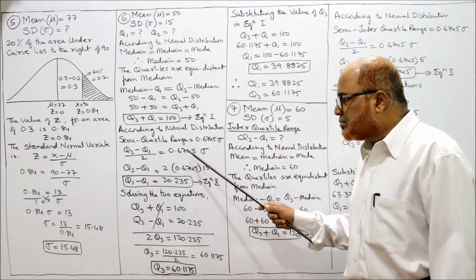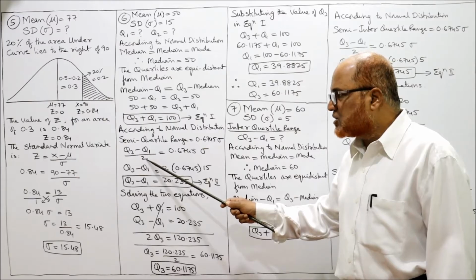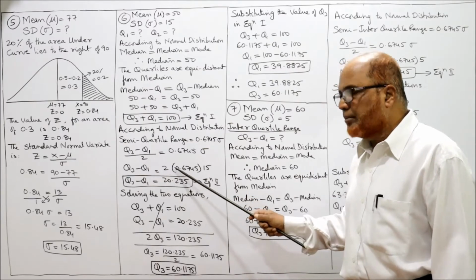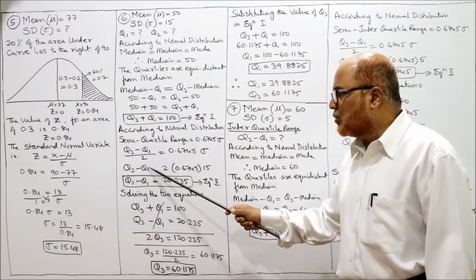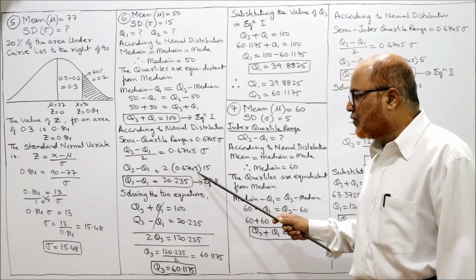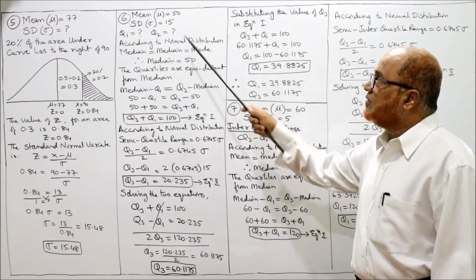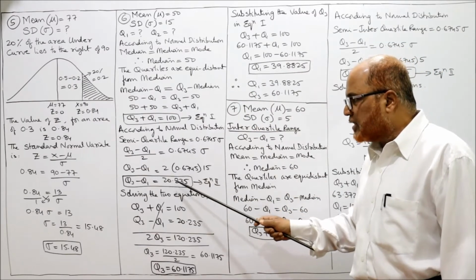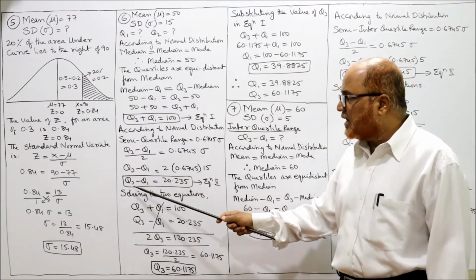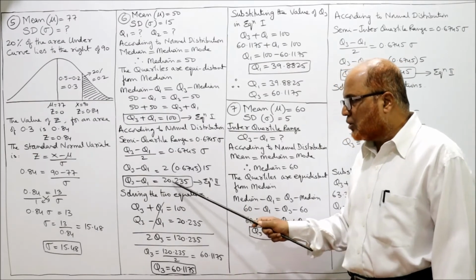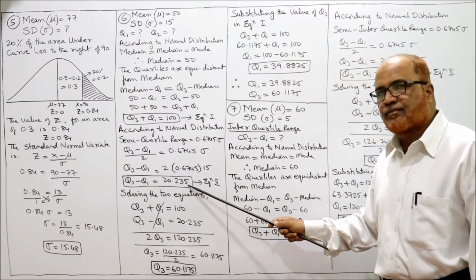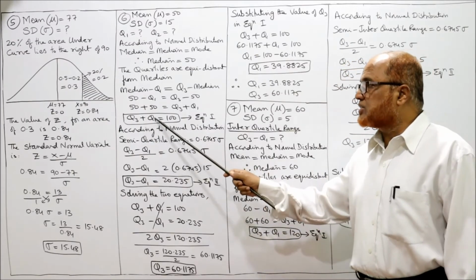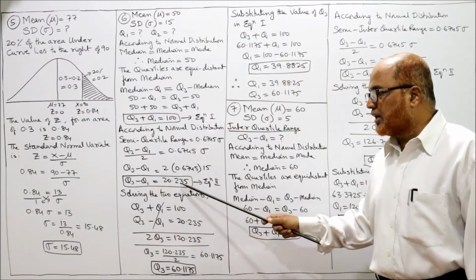If we make a cross multiplication here, take this 2 to RHS, so it will become multiplication. Here division is there, so it will be multiplication. So Q3 minus Q1 is equal to 2 into 0.6745 into standard deviation. Standard deviation is 15. Now if you multiply the three constants, you will get 20.235. So we got the second equation, Q3 minus Q1 is equal to 20.235. So two equations we can form. The first equation Q3 plus Q1 is 100, Q3 minus Q1 is 20.235.